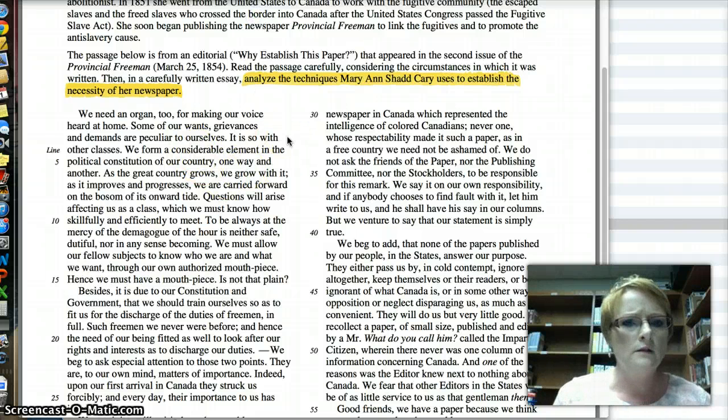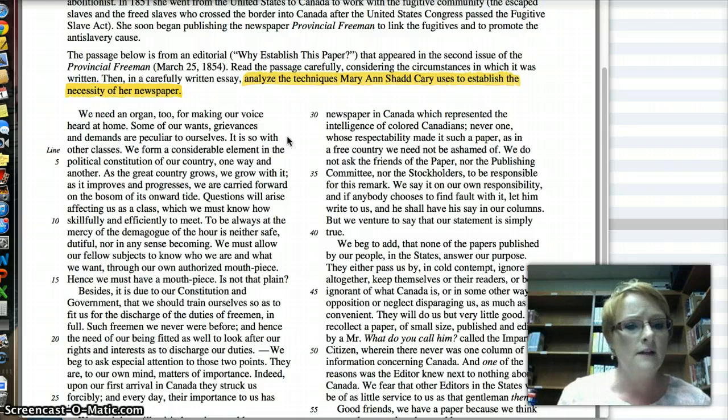We need an organ, too, for making our voice heard at home. Some of our wants, grievances, and demands are peculiar to ourselves. It is so with other classes. We form a considerable element in the political constitution of our country, one way and another. As the great country grows, we grow with it. As it improves and progresses, we are carried forward on the bosom of its onward tide.